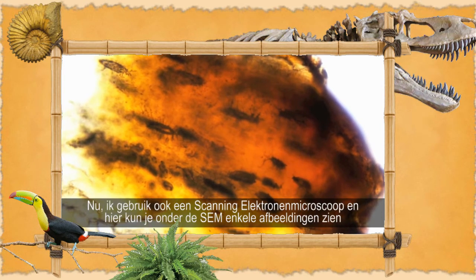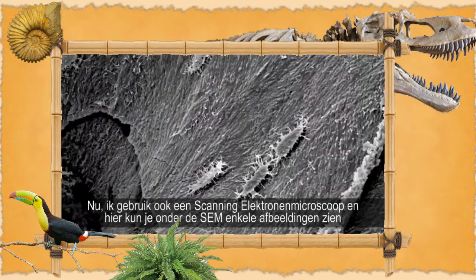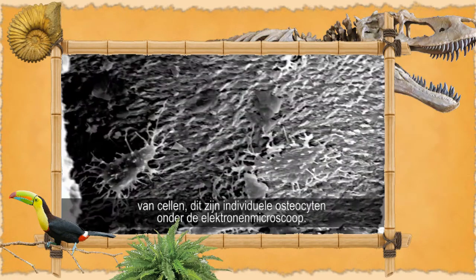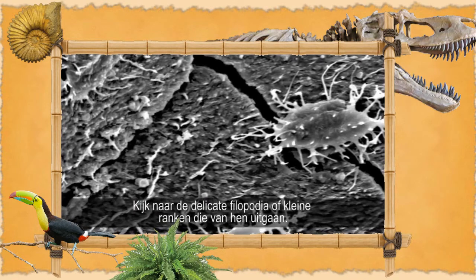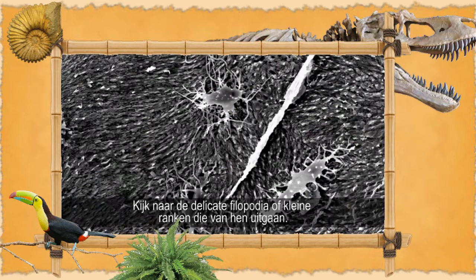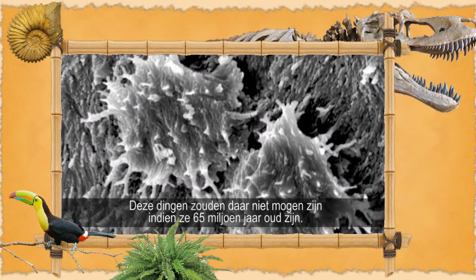Now I also use a scanning electron microscope, and here you see under the scanning electron microscope some images of cells. These are individual osteocytes under the electron microscope. Look at the delicate filopodia or little tendrils coming off of them. These things should not be there if they're 65 million years old.